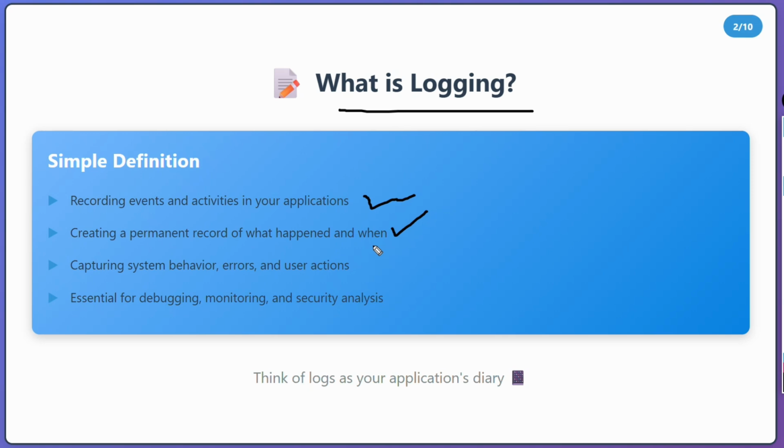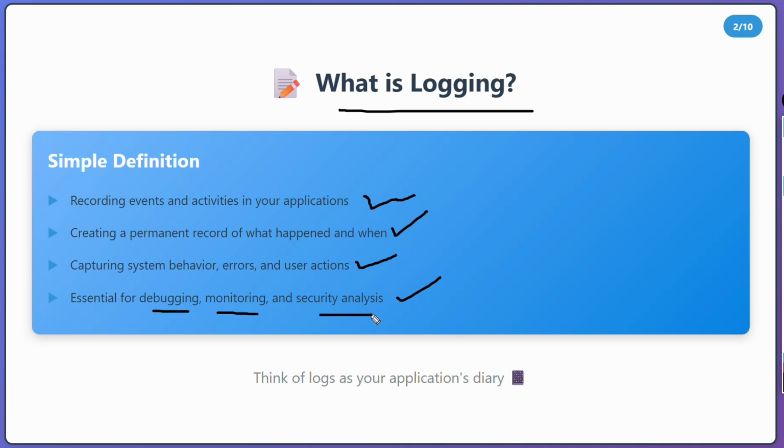It records the system behavior at the time, any action, any request or response, or any storage event that happened. Anything will be stored along with the timestamp. This basically helps to understand what happened, when it happened, and why it happened. The third point is that it captures system behavior, errors, and user actions. Whether a login failed, a server crashed, or a successful API call happened, logs will capture each and every particular of this information, and it is essential for debugging, monitoring, and security analysis.